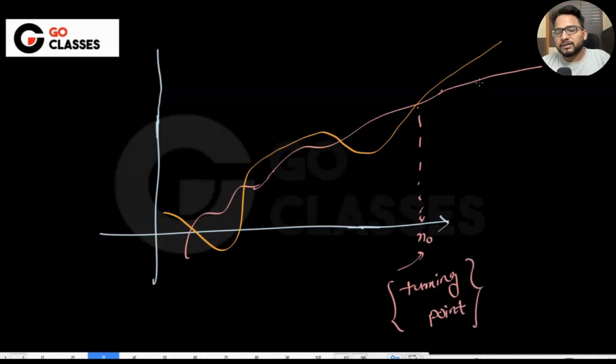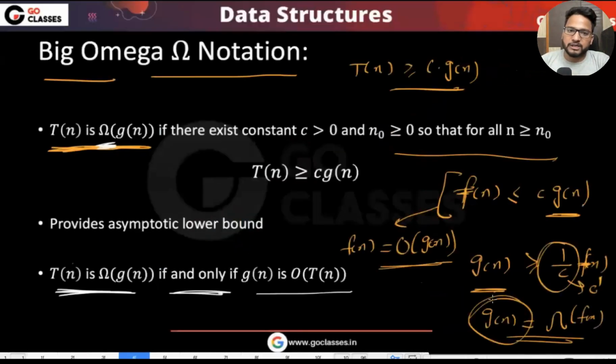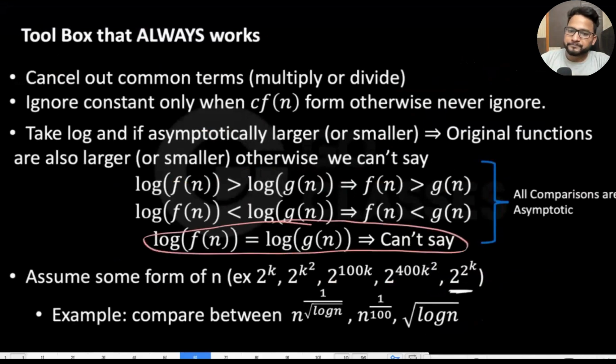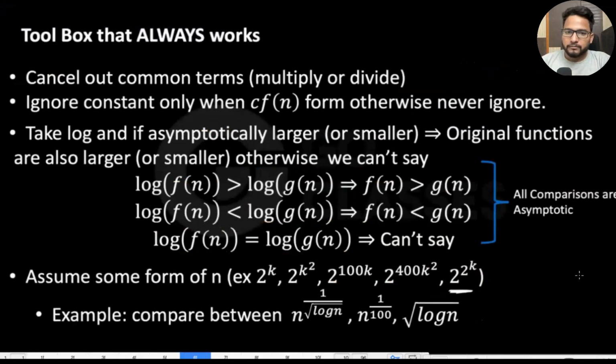Now, what about the constant? You just ignore the constant. You can multiply or divide this function by any constant. It should not matter. There is a pair of C and n naught that must exist. Have you understood this particular slide? Because this was extremely important: after the log, if both are equal, then we can't say. This is very important, right?